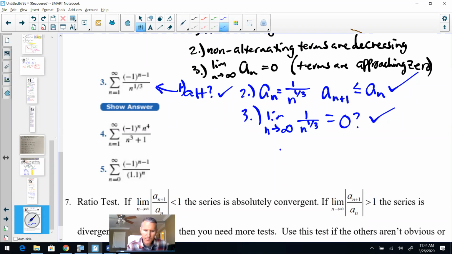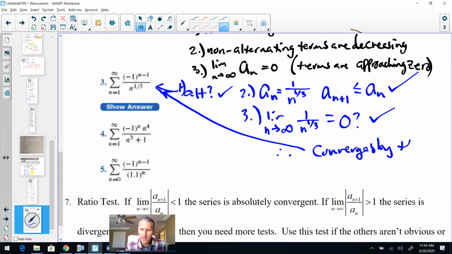So therefore, I would say this converges by the alternating series test. Okay?